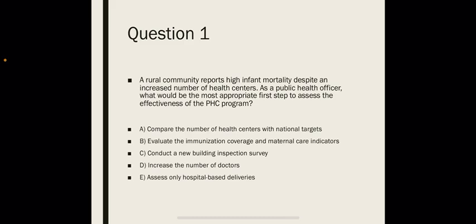program? Option A, compare the number of health centers with national targets. Option B, evaluate the immunization coverage and maternal care indicators. Option C, conduct a new building inspection survey. Option D, increase the number of doctors. Option E, assess only hospital-based deliveries. The correct answer is option B, evaluate the immunization coverage and maternal care indicators.